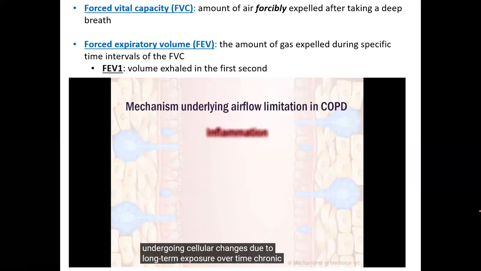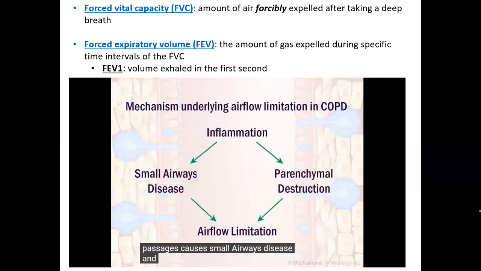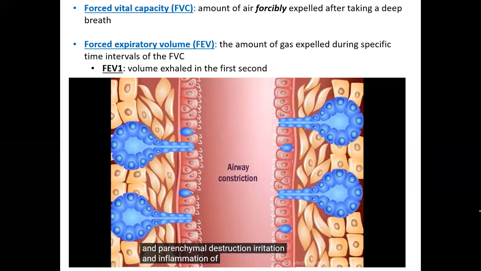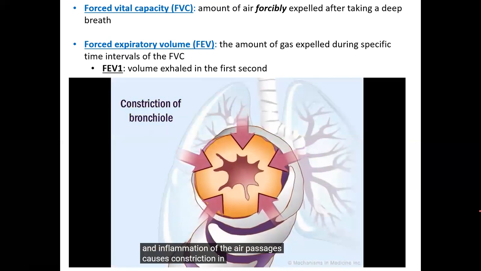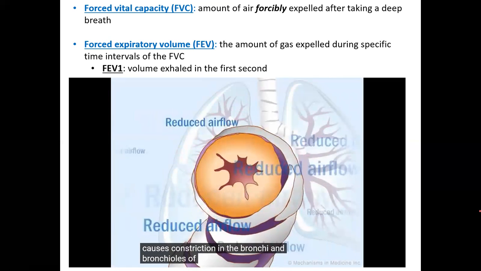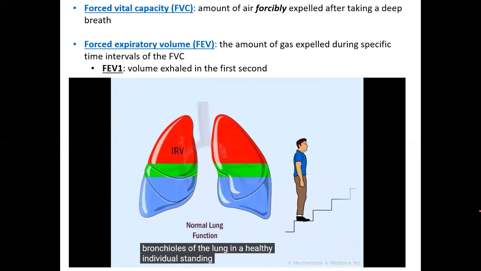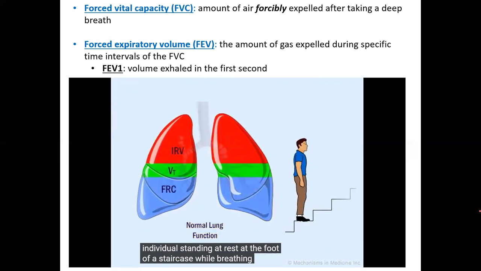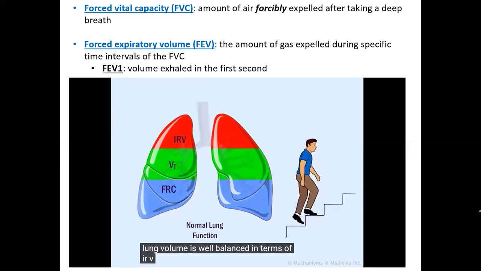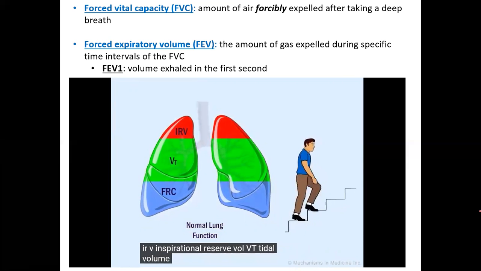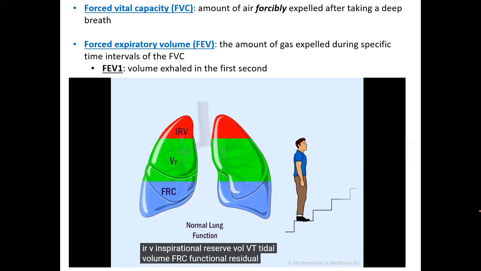Over time, chronic irritation and inflammation of the air passages causes small airways disease and parenchymal destruction. Irritation and inflammation of the air passages causes constriction in the bronchi and bronchioles of the lung. In a healthy individual, standing at rest at the foot of a staircase while breathing normally, lung volume is well balanced in terms of IRV, inspiratory reserve volume, VT, tidal volume, and FRC, functional residual capacity.